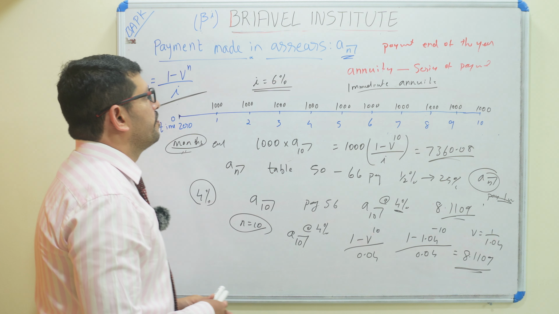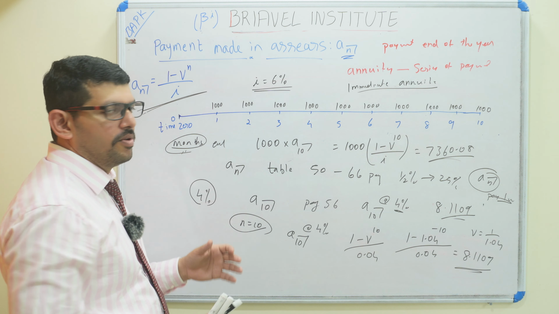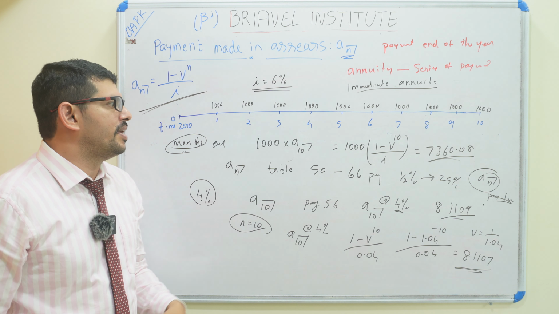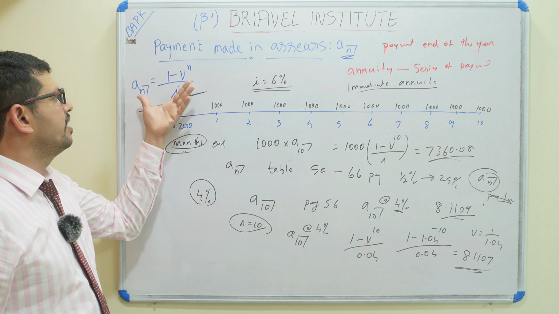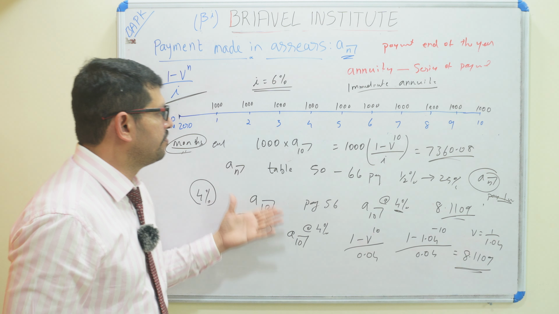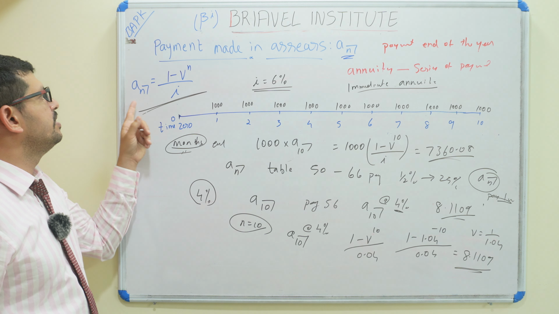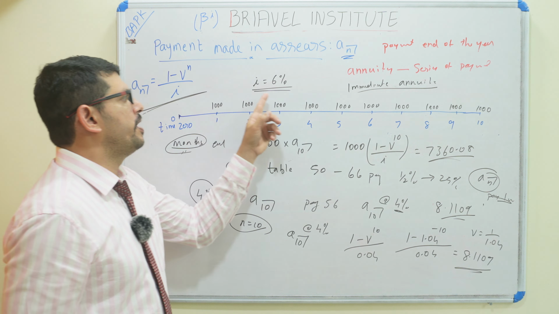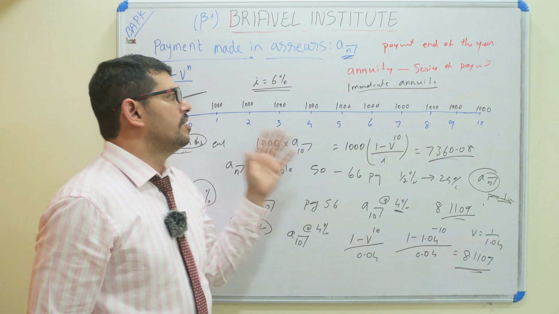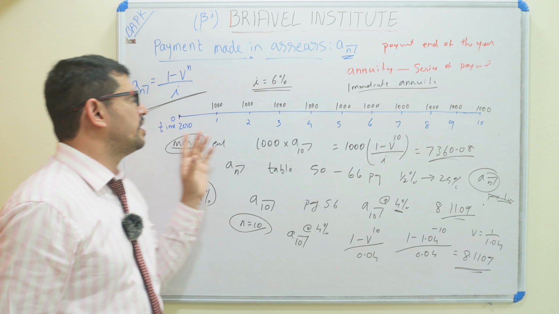And that is the AN. Hope you understood about the payment made in arrears: how to find out the AN, what is the equation for the AN, and how to calculate it. So AN means the present value when 1 unit of payment is made in arrears for n payments. So that is the AN.